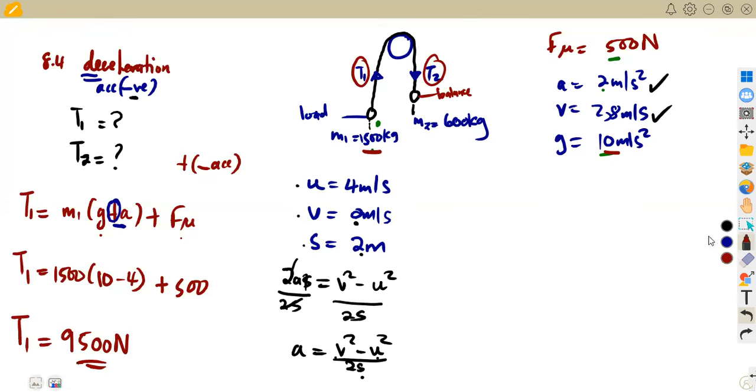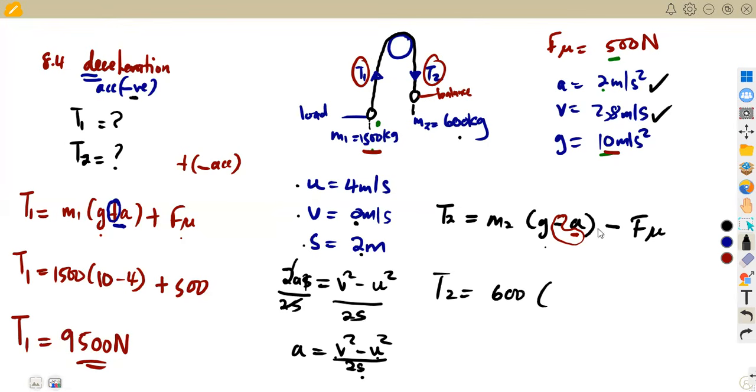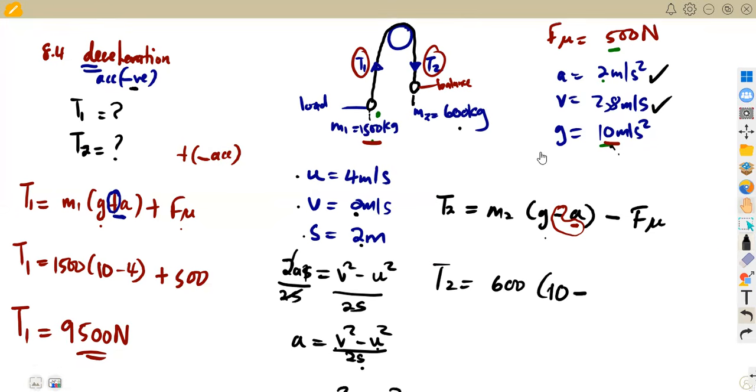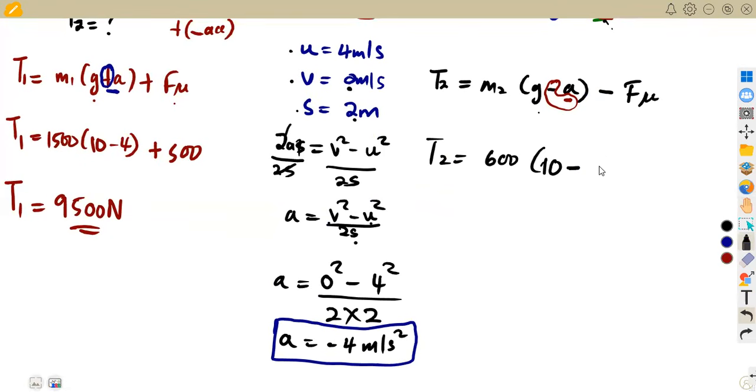That is our tension. With the same information, remember how we calculated T2. We said T2 is simply going to be M2 into G minus A minus the frictional force in this case. Because our acceleration is negative, we are going to have a negative and a negative, and that is going to give us a positive. In actual sense, this is the formula that we're supposed to have. So M2, that is 600 into G, which is 10 in this case. You're supposed to have a negative, and our acceleration is a negative. So that's a negative and a negative, guys, which is going to give us what? A positive at the end.